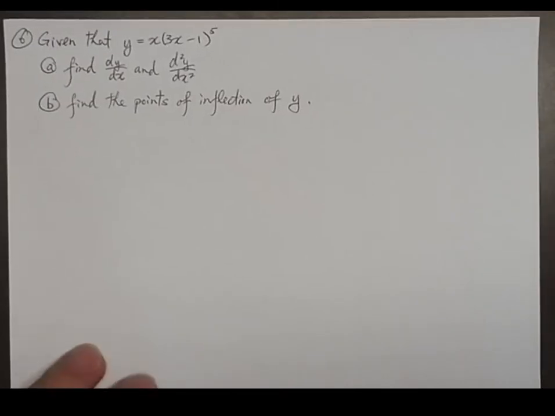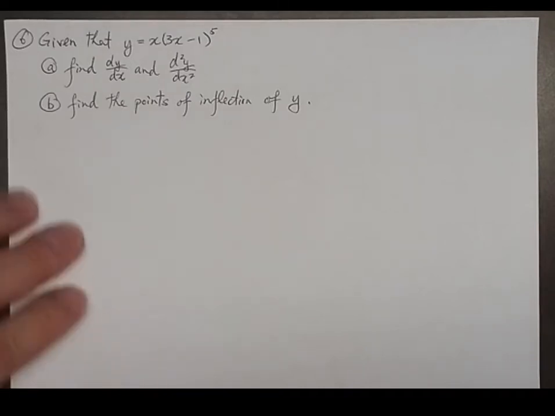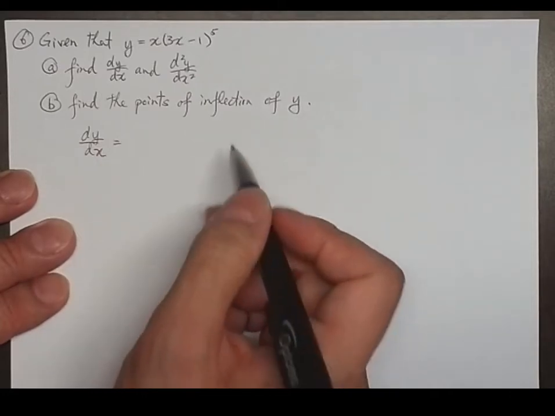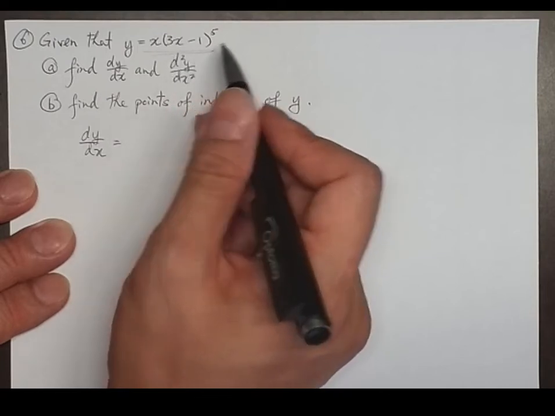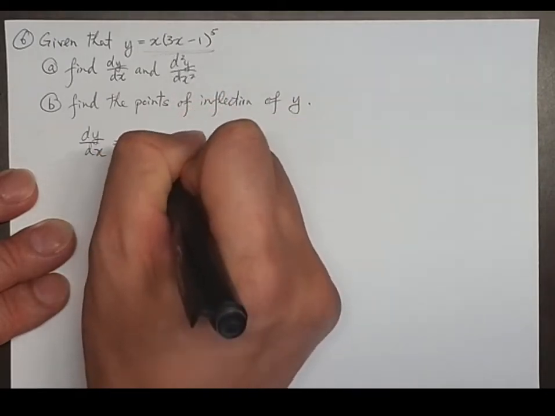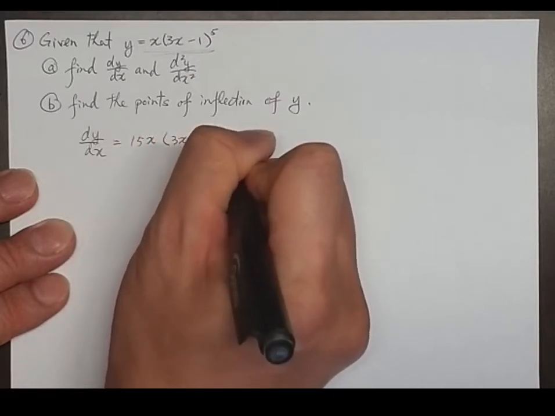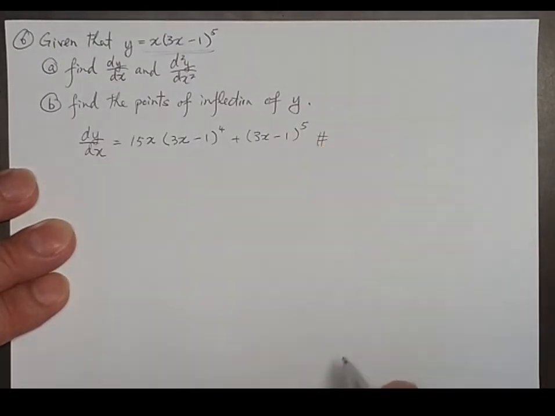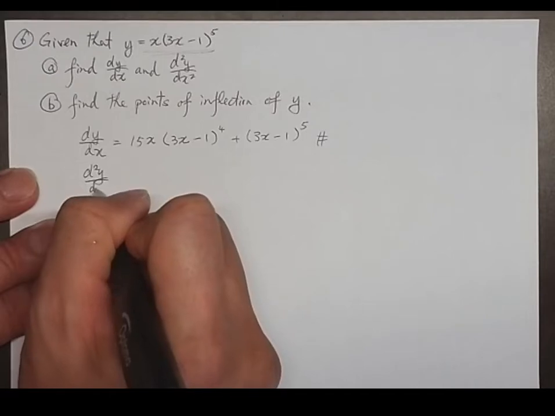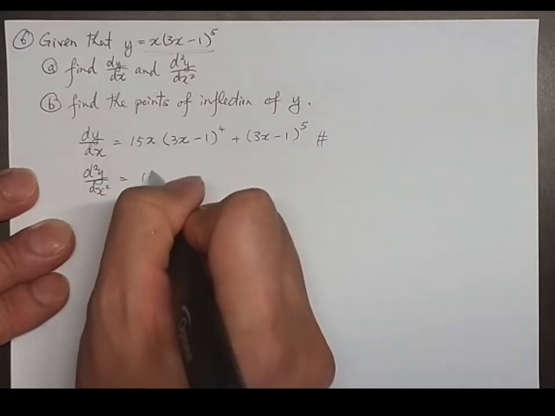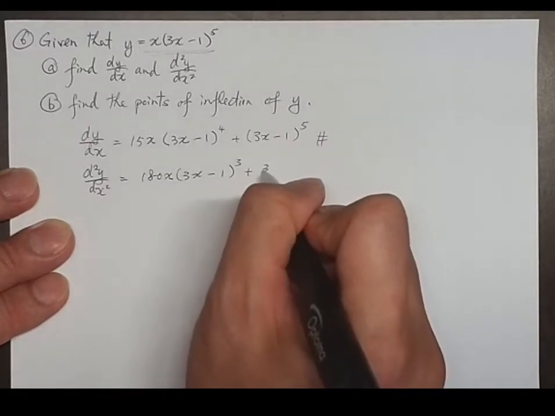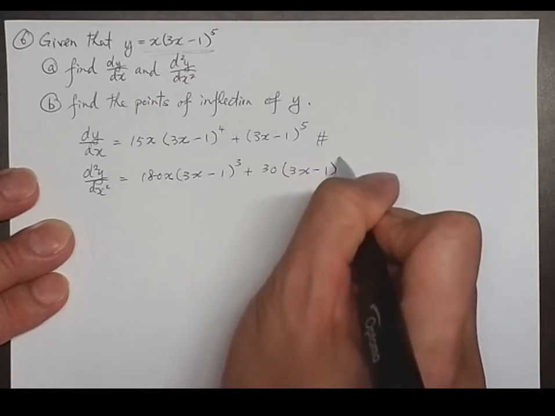Question number 6. Given that y equal to x multiplied by (3x - 1) to the power 5, find dy/dx and d squared y/dx squared. So dy/dx, by the product rule, is equal to 15x(3x - 1) to the power 4 plus (3x - 1) to the power 5. This is dy/dx. And we differentiate one more time. We got d squared y/dx squared is equal to 180x(3x - 1) to the power 3 plus 30(3x - 1) to the power 4.